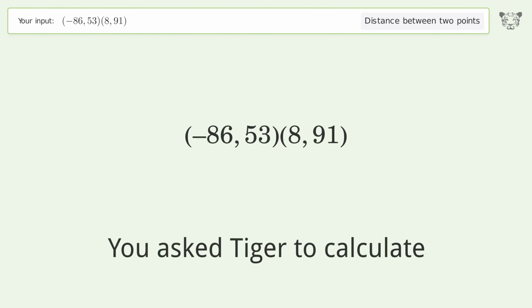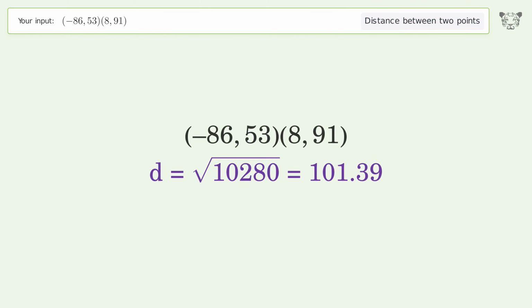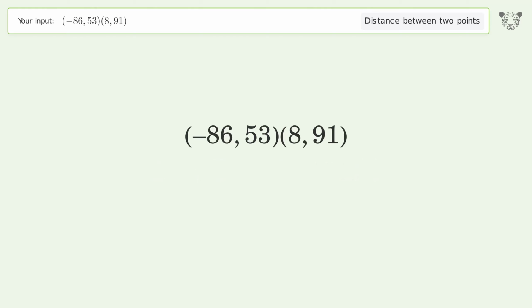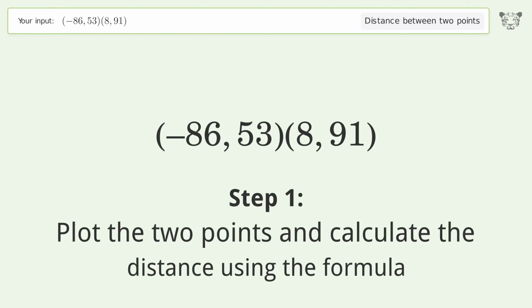You ask Tiger to calculate. This deals with the distance between 2 points. The distance between the 2 points is the square root of 10,280, or 101.39. Let's solve it step by step. Plot the 2 points and calculate the distance using the formula.